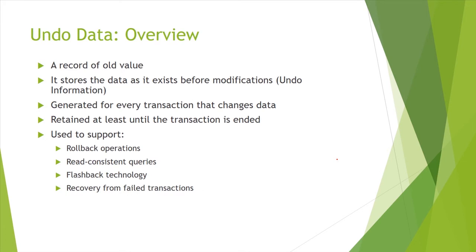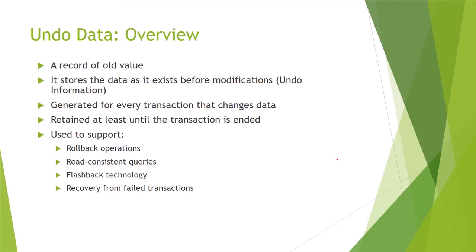What is undo data and why does Oracle generate undo data? Undo data is a record of all data. Any transaction that changes data in the database generates old or original data. This old or original data is called undo data. It stores the data as it exists before modification. This is called undo information. It's stored inside the undo segments within the undo tablespace.